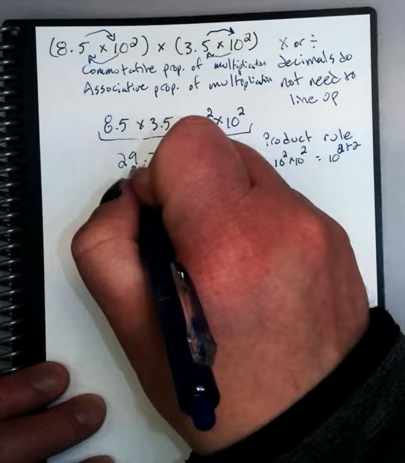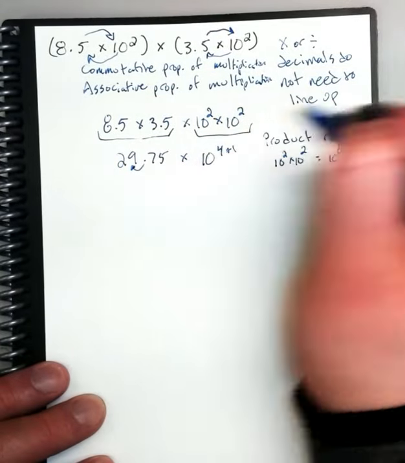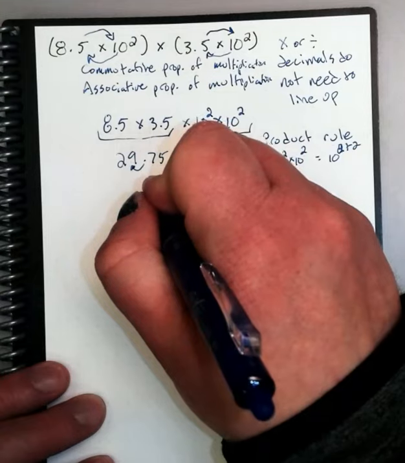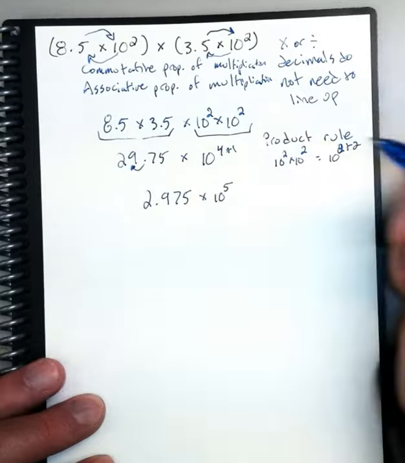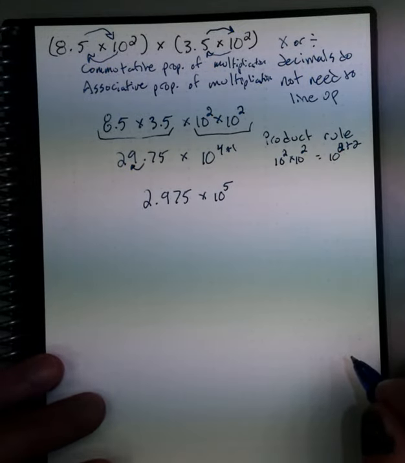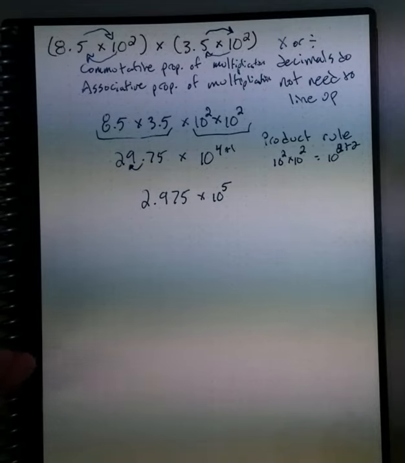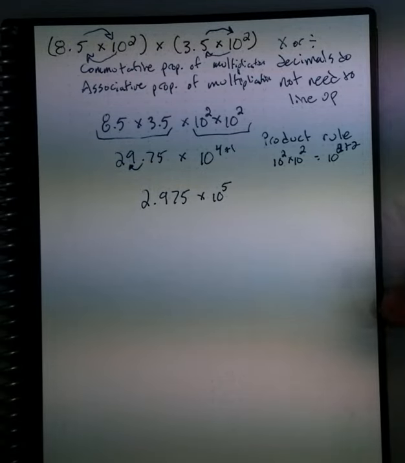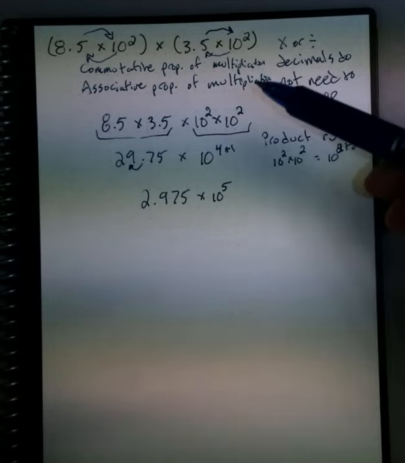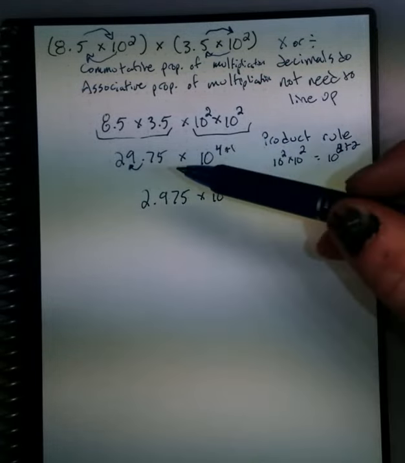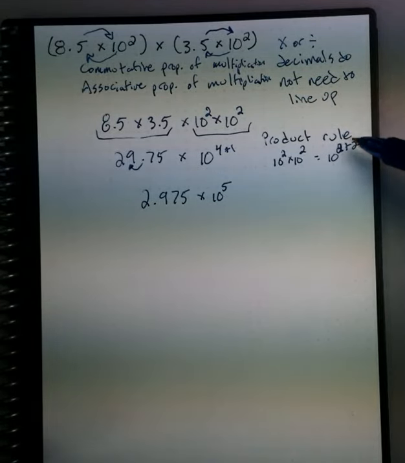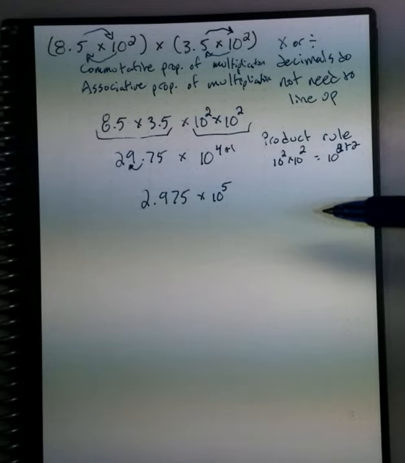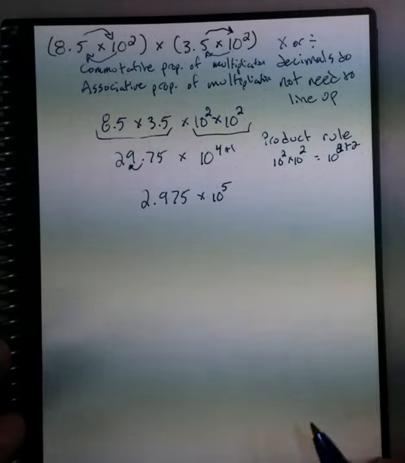Still have to move this decimal point because it's not truly in scientific notation. So we add 1 here. This is 2.975 times 10 to the 5th power. This is why I find it so fun to do multiplication and division problems, because I'm able to rearrange them, and I can use some shortcuts from the properties to really take a load off my mind when I'm solving. Let's look at another problem.